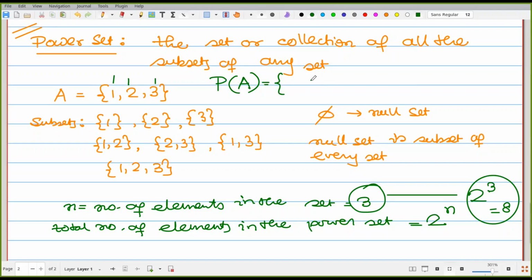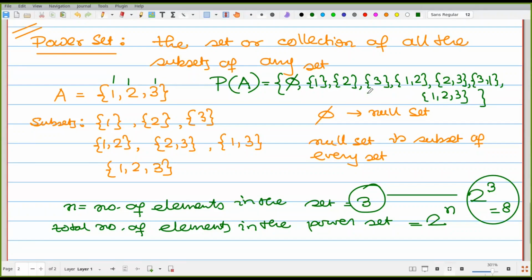So we are getting the very first one, {1}, {2}, {3}, {1,2}, {2,3}, {3,1}, {1,2,3}, and finally the empty set. Check, the total 8 elements are present in the power set of set A.